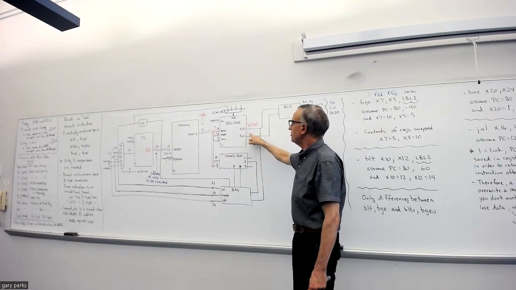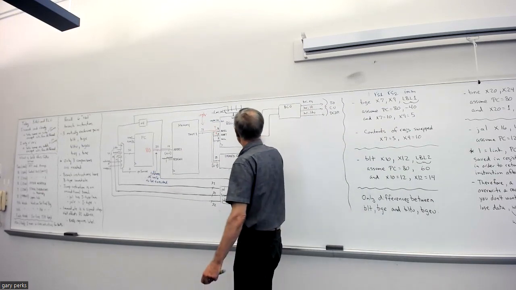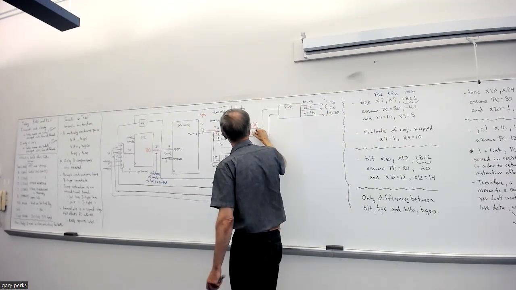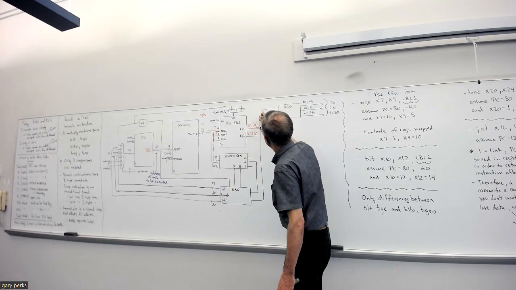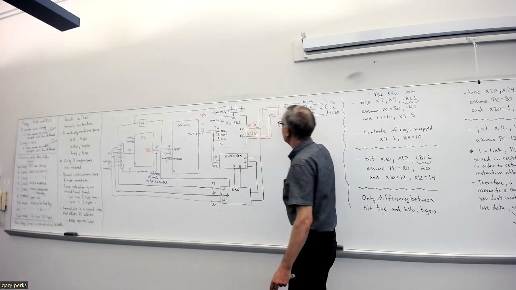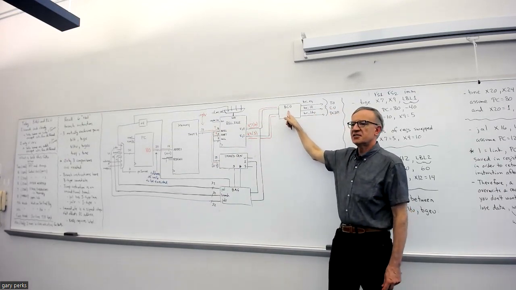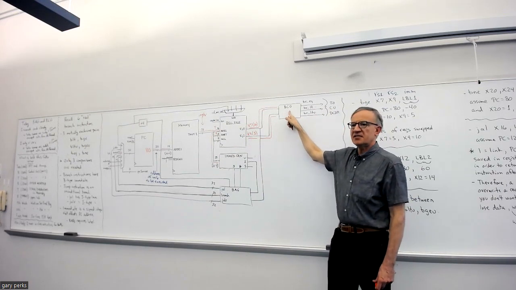Okay, how about RS2? What's going to be here? The contents of register 9. Contents of register 9, which is what? 5. And you see that data goes to the inputs of this module that you're going to be building today, the branch condition generator. This is where the comparison is going to be made.